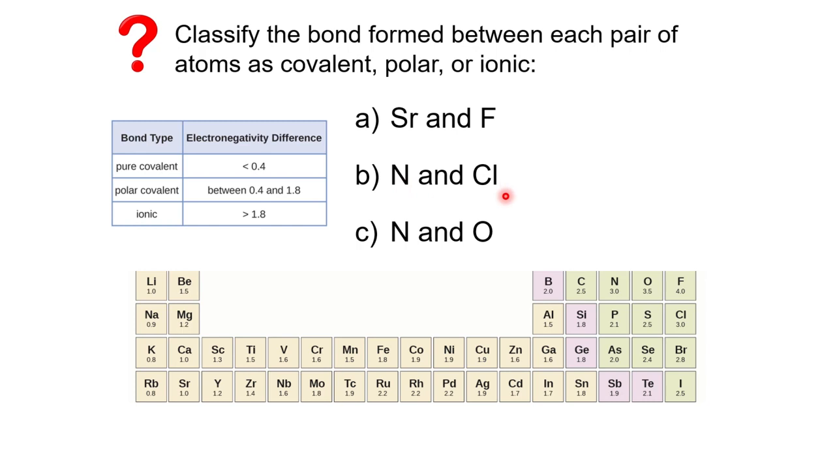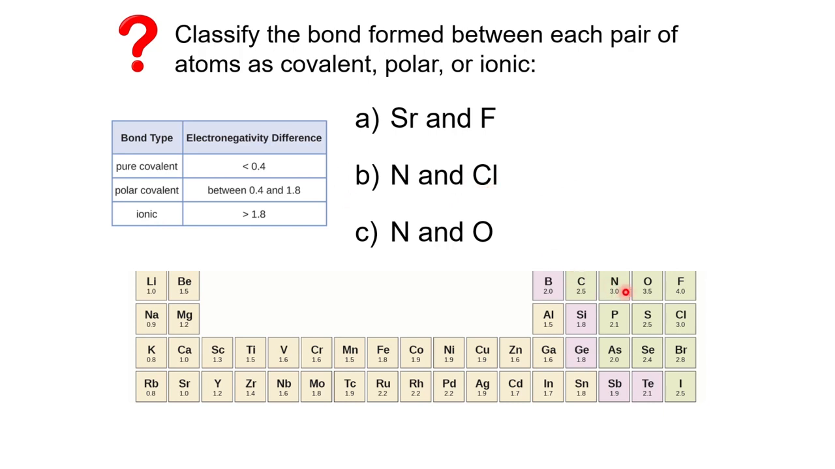N and Cl. Here's nitrogen at 3 and chlorine at 3. They have the same value, therefore we would call this a pure covalent bond. So this is not a polar covalent bond, it's just a covalent bond with equal sharing of electrons.